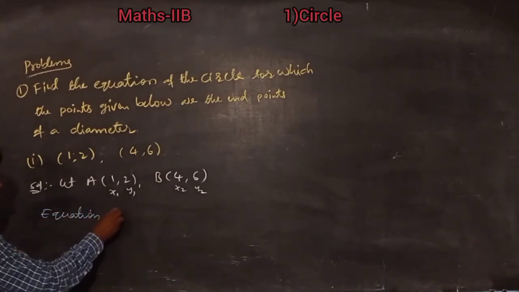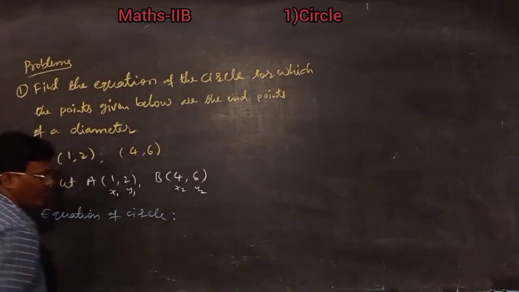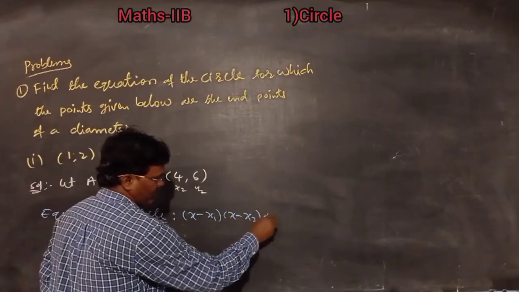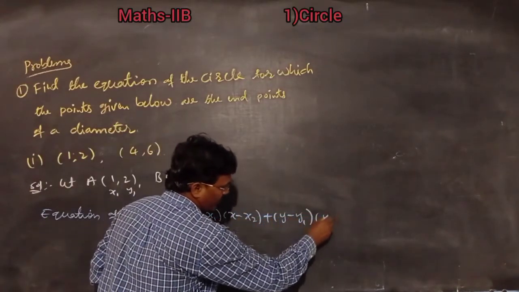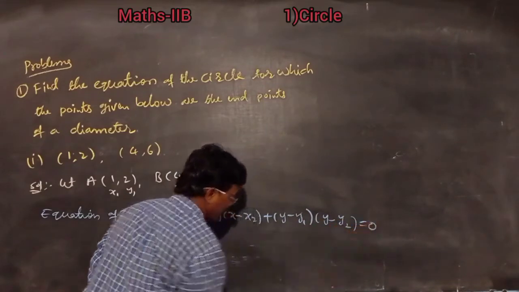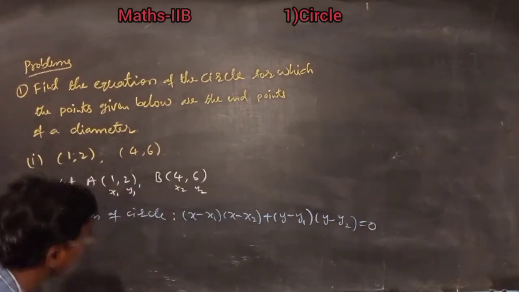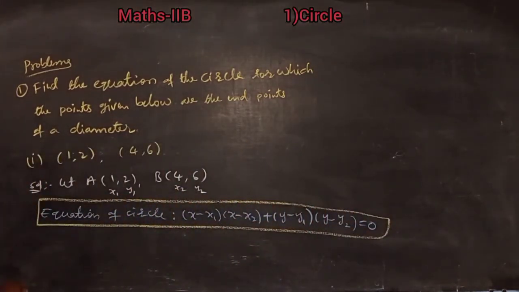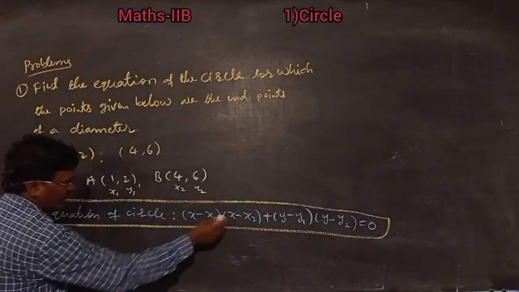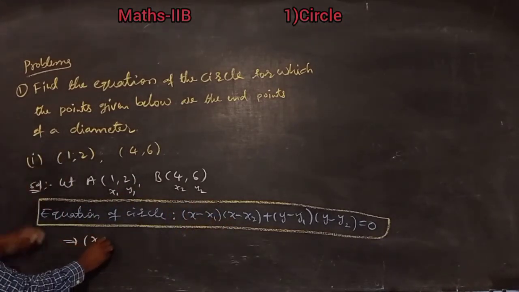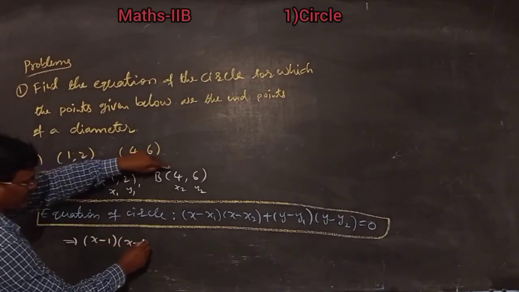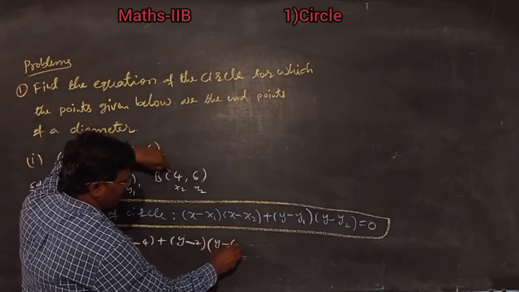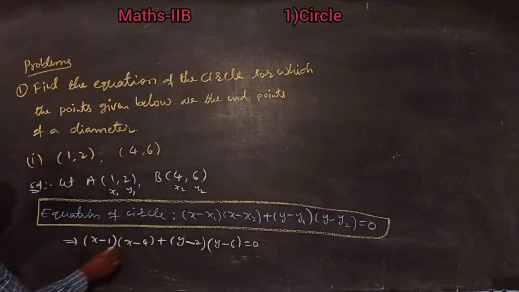Equation of circle. So what is the formula here? (x minus x1) into (x minus x2) plus (y minus y1) into (y minus y2) is equal to 0. So substitute these 2 points in this formula. So we will get here (x minus x1) into (x minus x2) plus (y minus y1) into (y minus y2) is equal to 0. Multiply here.